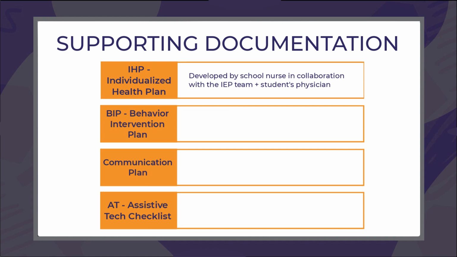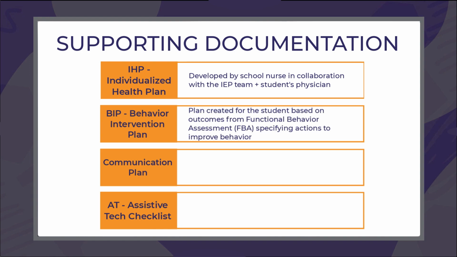The BIP, or the Behavior Intervention Plan, again, based on that student's unique needs, is a written improvement plan that's created for the student based on the outcome of a functional behavior assessment. And that assessment is identifying any challenging behaviors that the student might experience. It also specifies the actions to take to help improve or replace those challenging behaviors.